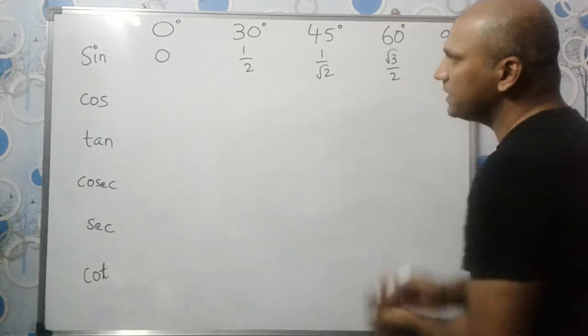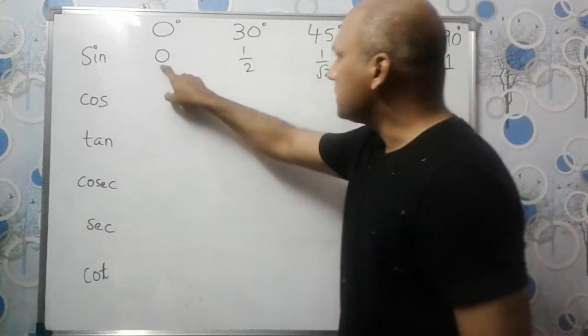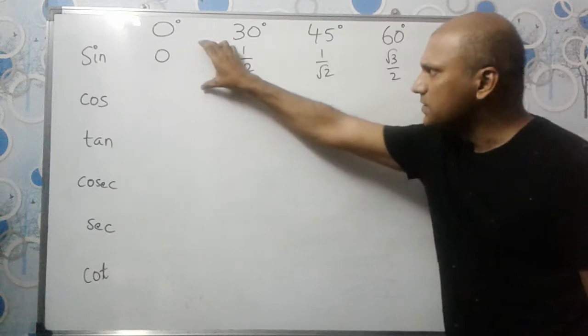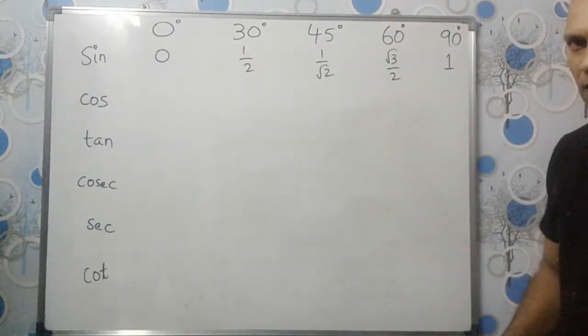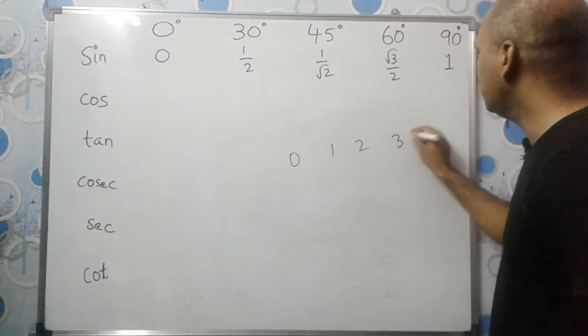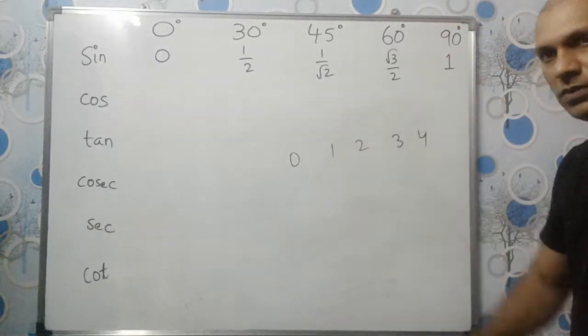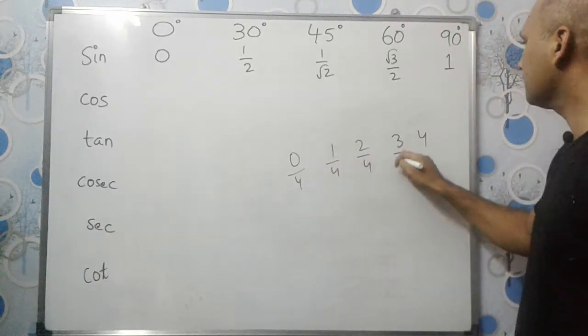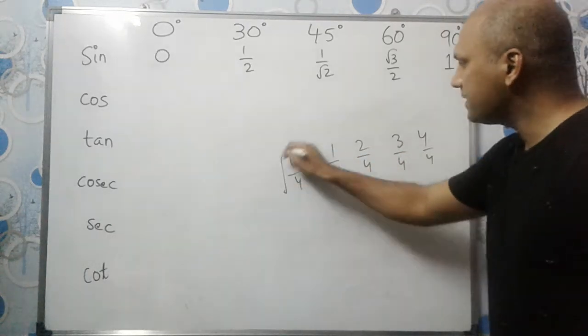We'll learn how to write these values, right? So the first line is 0, 1 by 2, 1 by root 2, root 3 by 2 and 1. So my advice is remember the first line. If it is difficult, see, write this: 0, 1, 2, 3, 4. Easy, right? Divide every number by 4 and find its root value.